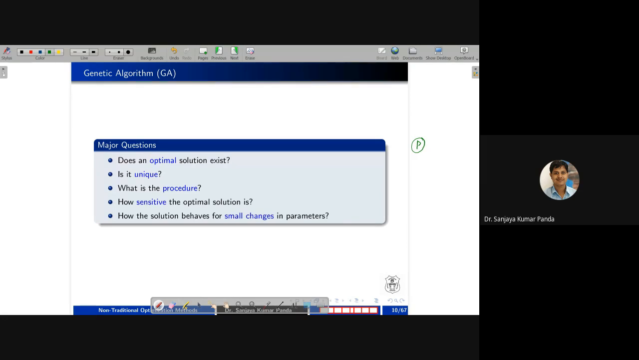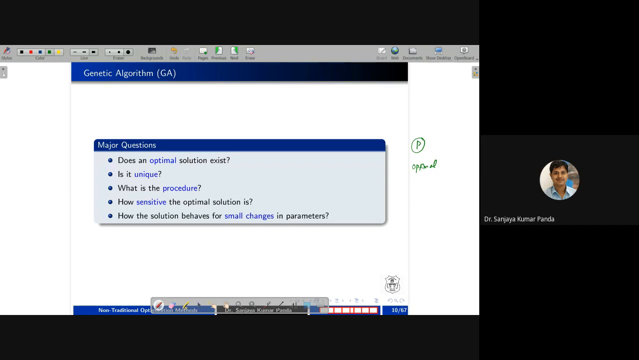Does an optimal solution exist for the problem P? Your answer may be yes or no. If the optimal solution exists for this particular problem P, the next question may be, is it a unique solution or not? Sometimes you get a solution, but it is not unique, because with different methods you can solve the problem and get different values. And what is the procedure to get the unique or optimal solution?